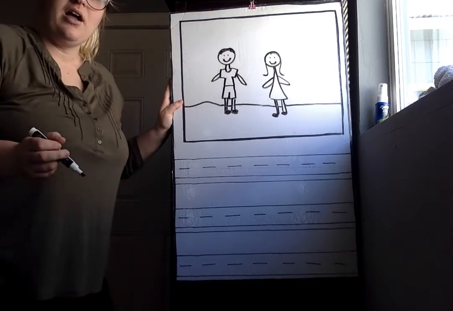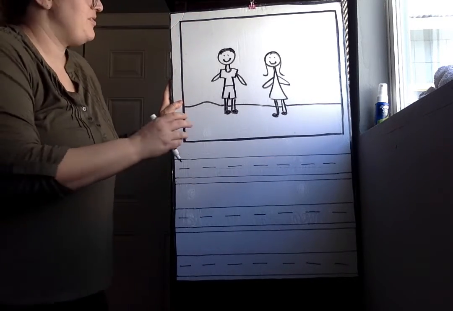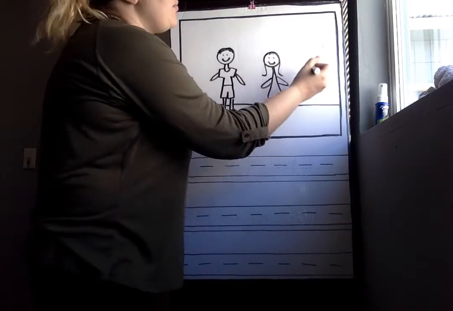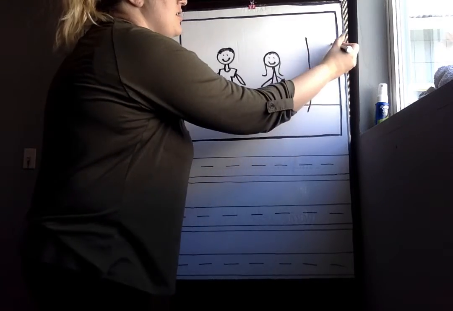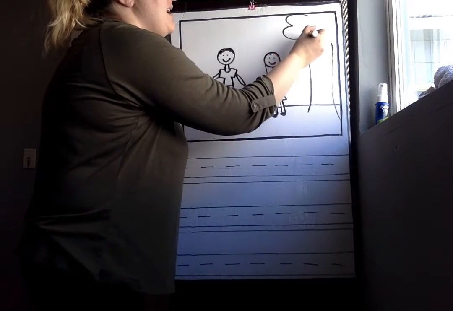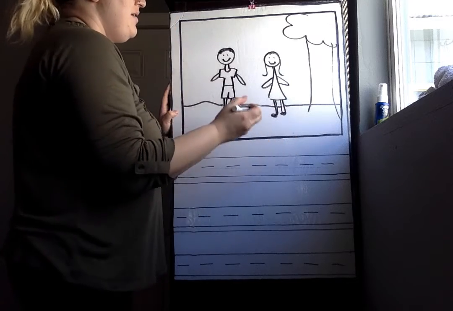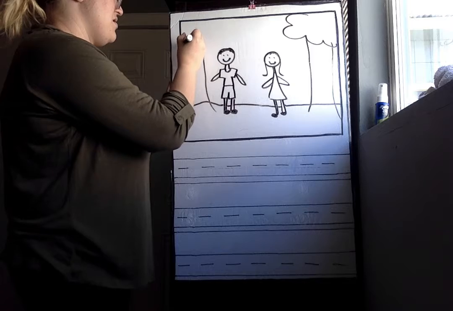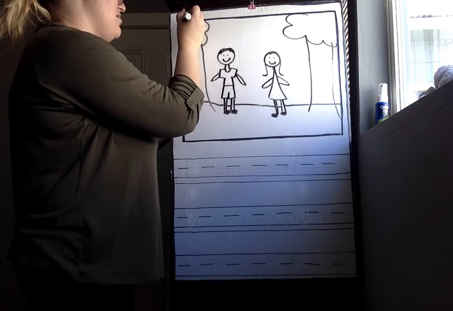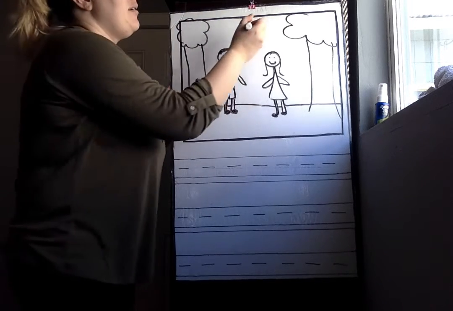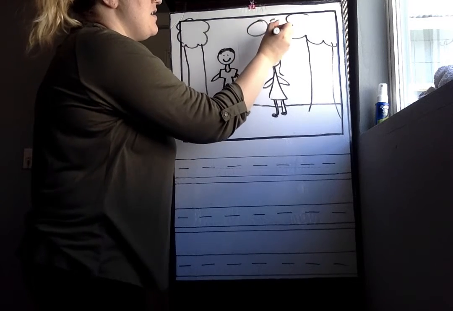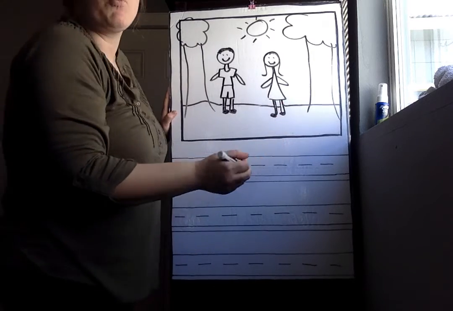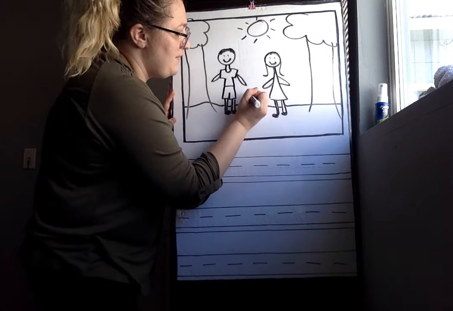Okay. I'm going to maybe draw some more details in the background because I got a lot of blank white space back here. So I'm going to draw some details. Maybe I'll draw a big tree. Guess we're hanging out outside. Okay, maybe I'll draw another tree over here. All right, I'm going to draw a sun in the sky. Okay, maybe we'll have our dog with us.